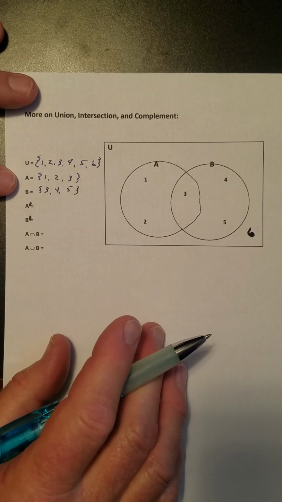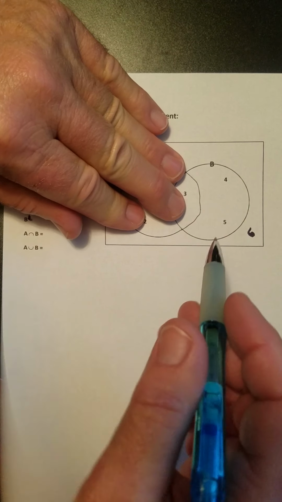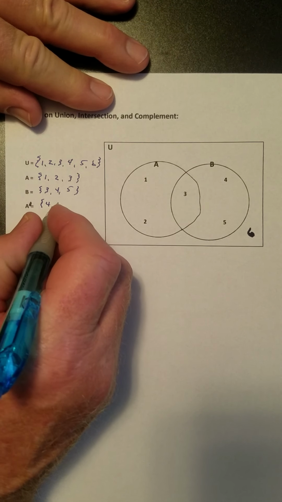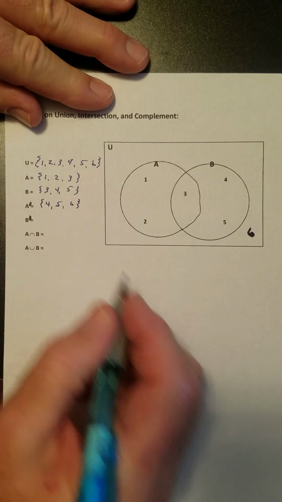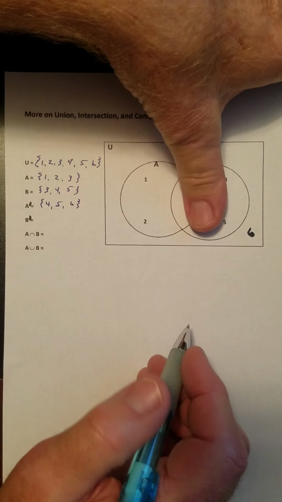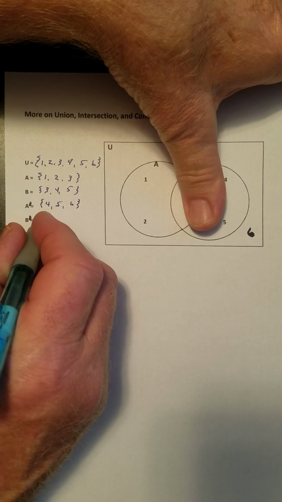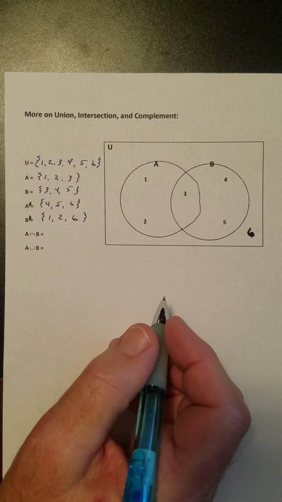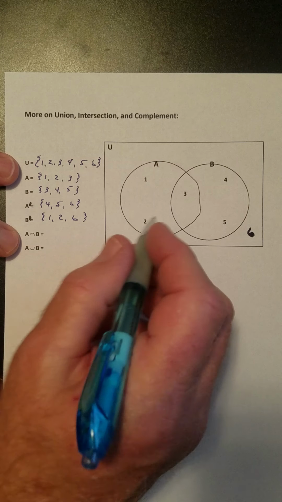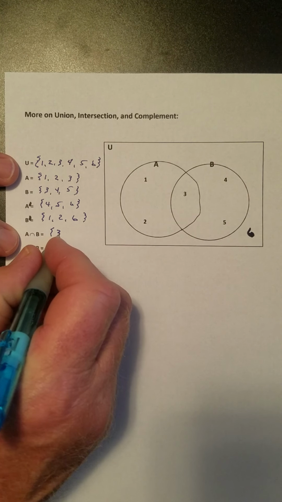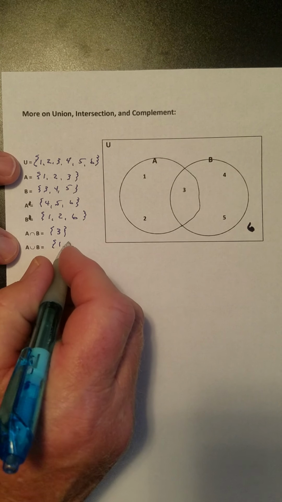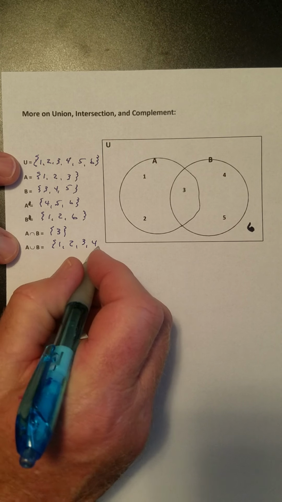And then the complement of A. The complement of A is everything outside A. So now you've got the 4, you got the 5, and this time we're going to have the 6. And those not in B, so if I covered up the B's, I've got 1, 2, and 6. A intersect B is still going to be 3. And A union B is still going to be 1, 2, 3, 4, 5.